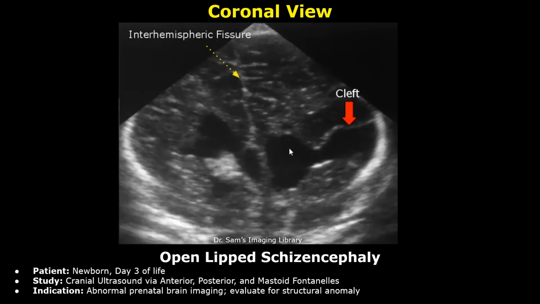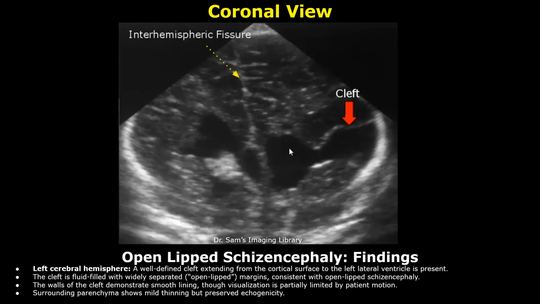Now we have a case of open-lipped schizencephaly. Patient is a newborn, day 3 of life. Study: cranial ultrasound via anterior, posterior, and mastoid fontanelles. Indication: abnormal prenatal brain imaging. Evaluate for structural anomaly.